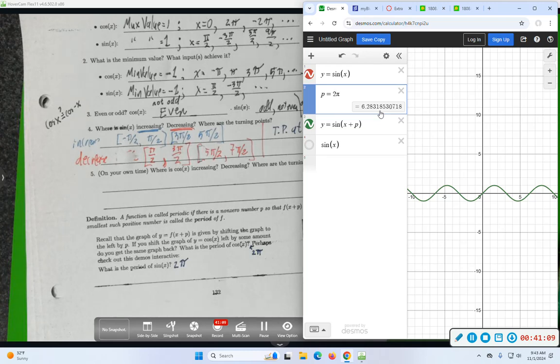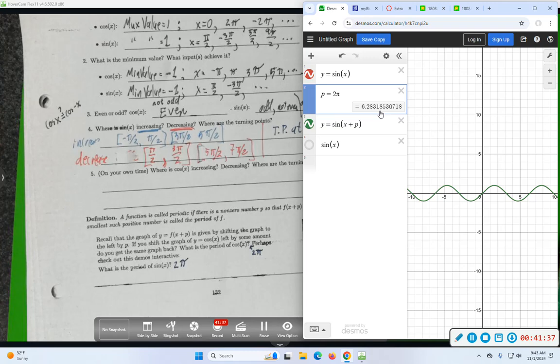But what does it mean? If I want to shift the graph horizontally by a little bit, what should I do to the function to shift it horizontally? If I want to take a graph and shift it to the right by 6, what do I do to the function? Yeah, you subtract 6 in the parentheses.